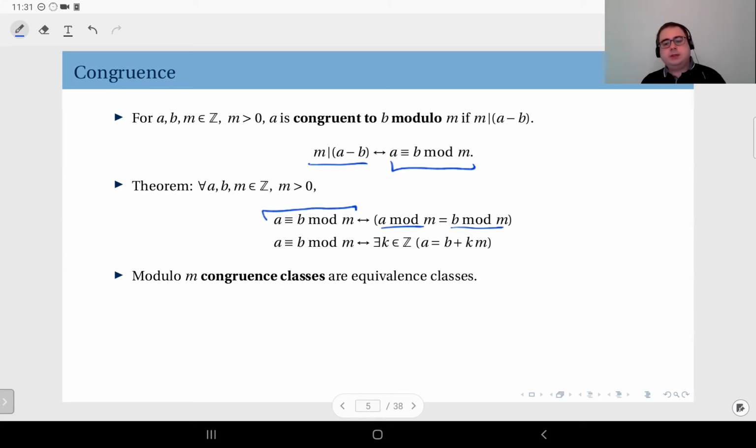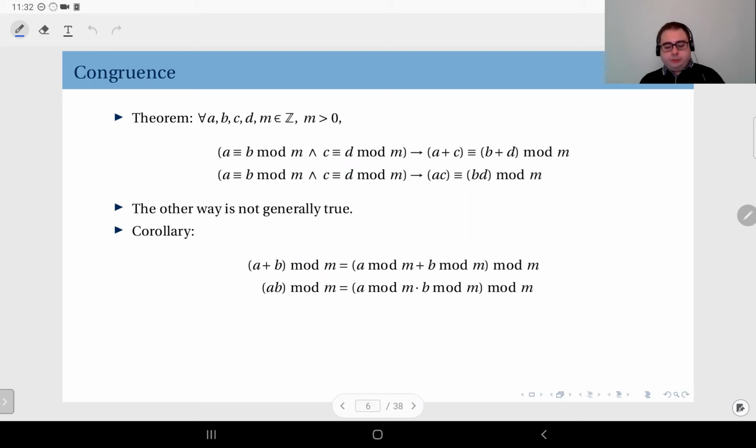This is also another way of saying when a and b are congruent to each other, modulo m, then there exists an integer k such that a equals b plus k times m. So when you add some multiple of m to b, you would get a. Obviously, k here can be a negative value or 0 or a positive value as long as it's an integer. Now, we have already seen this. Modulo m congruence classes are equivalence classes in a given set of integers.